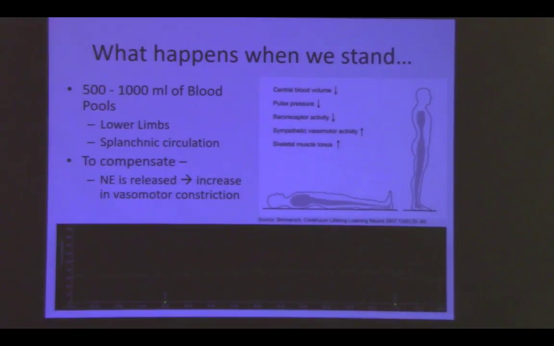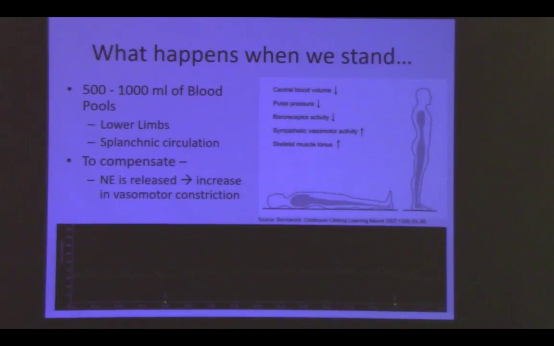So what happens normally when we all stand up? So normal physiology, we all have about a liter of blood that, when we are lying down, shifts down to our pelvis and our legs and pools there. It pools in our lower limbs and what we call our splanchnic circulation, which is just a fancy term for our pelvis and the vasculature that serves it. So about a liter of blood goes from our head and our torso down to that level.